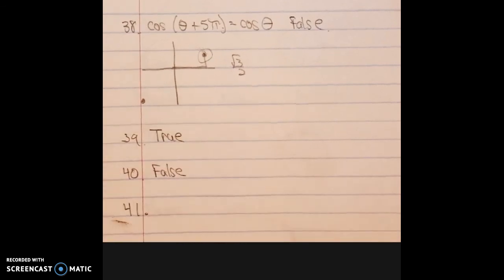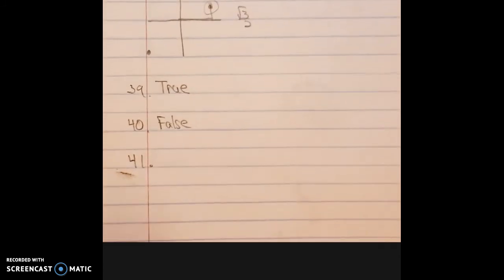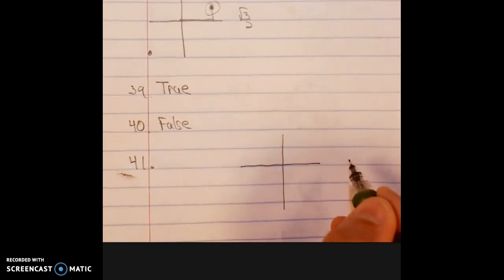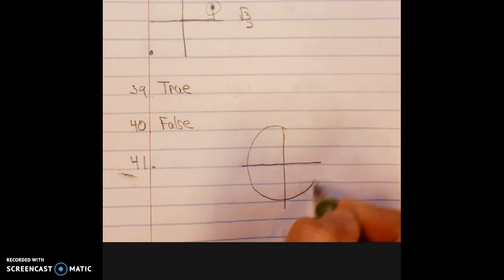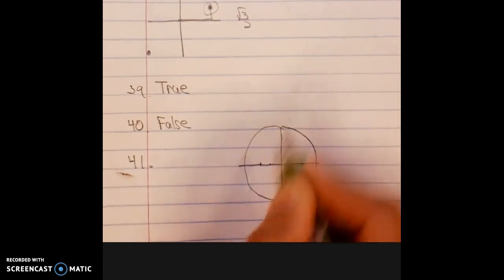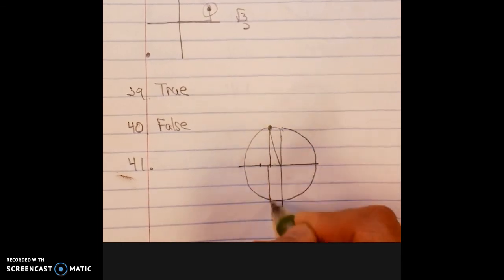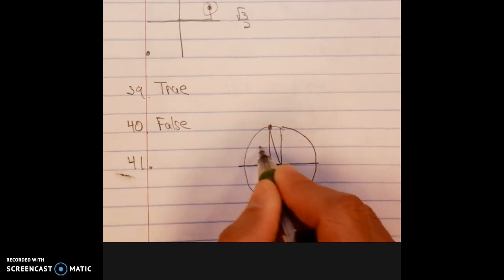And the last one, number 41. So let's go and visualize where I might be. It says my cosine is negative 1/4. So this would be negative 1/2, negative 1/4 is here, which means I could end up here on the unit circle, or down here on the unit circle. So again, we know this distance is negative 1/4.